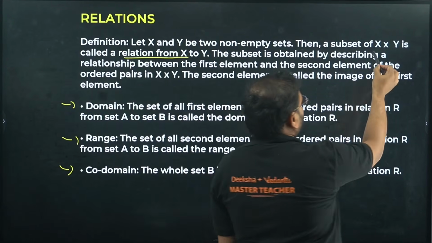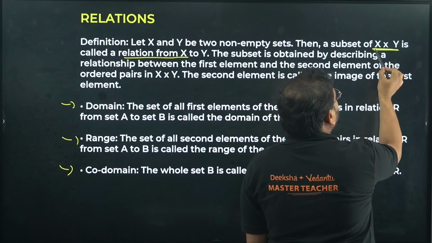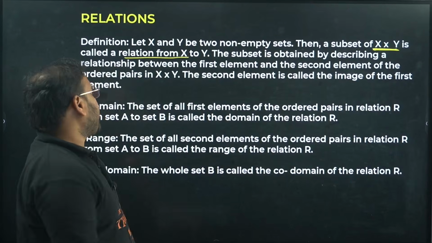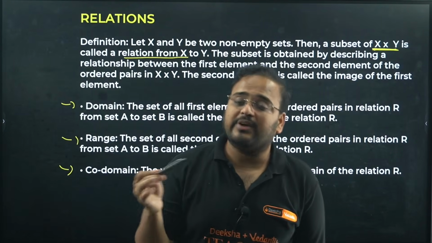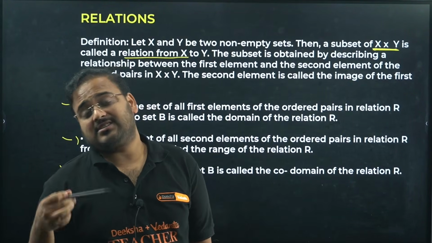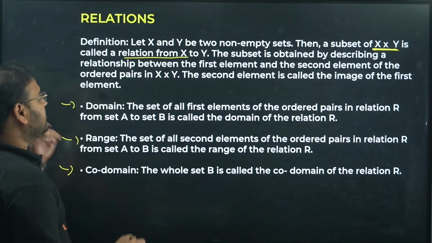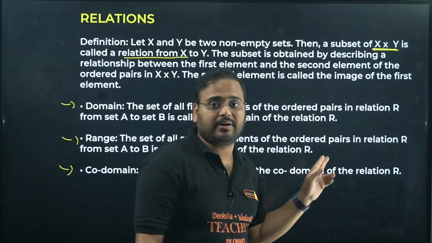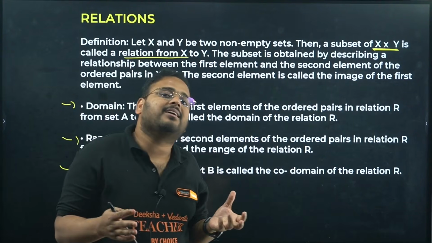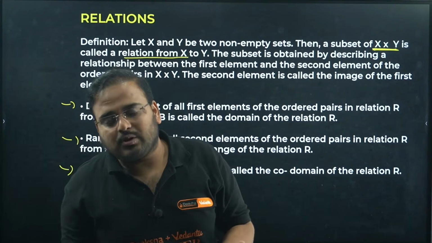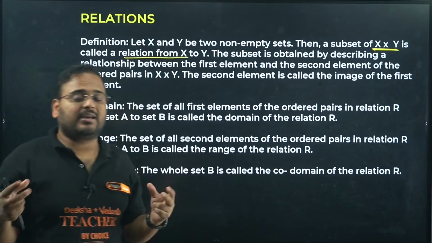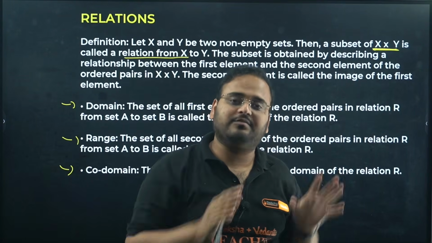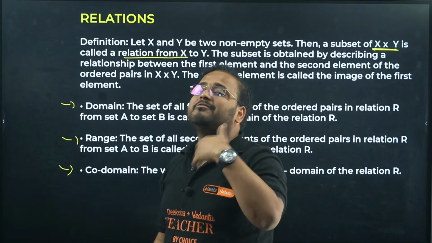Subset of X cross Y means, what is X cross Y? This means the Cartesian product of X cross Y. So every subset of X cross Y which can be defined with certain rule or understanding becomes a relation. This subset is obtained by describing a relationship between the first element and the second element of the ordered pair. Whatever ordered pair you form, because whenever you take Cartesian product, what you get? Ordered pairs only. So whatever ordered pairs you are using as subset, means you get, let's say, hundreds of ordered pairs, out of that you picked 5 of them.